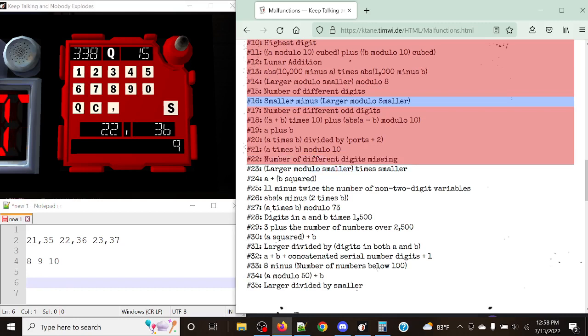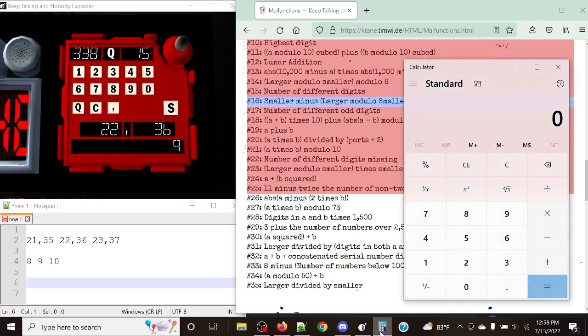Larger modulo smaller times smaller, we can get rid of that. A plus B squared, we can get rid of that. 11 minus twice the number of non-2-digit variables. Well, that's 11 minus 0, so that's going to be 11, not in the range that we need to have here. Absolute value of A minus 2 times B. Let's see what that gives us. So 2 times 36, 72. 22 minus 72 is going to give us negative 50.